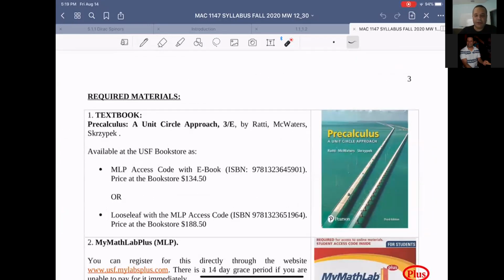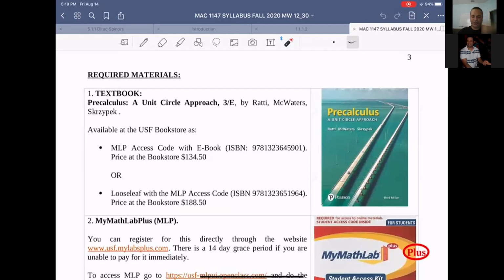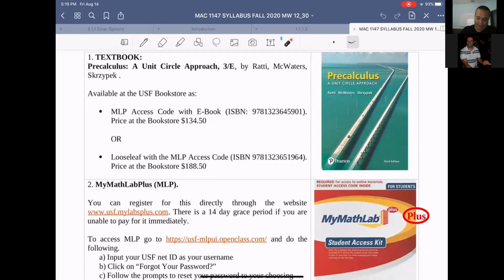This is our textbook. There is a price on it from the bookstore, and you can also get this one. What I suggest is going ahead and buying the code directly through the website at MyLabs Plus. There is a 14-day grace period, and it's cheaper than these two prices. You also get access to an online version of the textbook if you do that. So that's my suggestion.